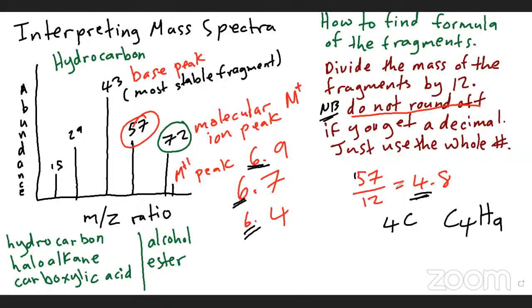But of course, you could just say 12 times 4. It is 48, 48 from 57, that would give you 9. Some comments. So for the molecular ion, would we round off? No.